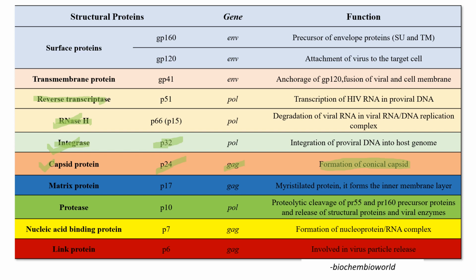Next is the matrix protein. There are proteins which are also present in the matrix. Matrix means the cytoplasm of the virus, and it is protein 17, and the GAG gene is responsible for the synthesis of this protein. Basically it is a myristylated protein. By myristylation, that is, myristic acid, a lipid, is attached to that protein, and it forms the inner membrane layer.